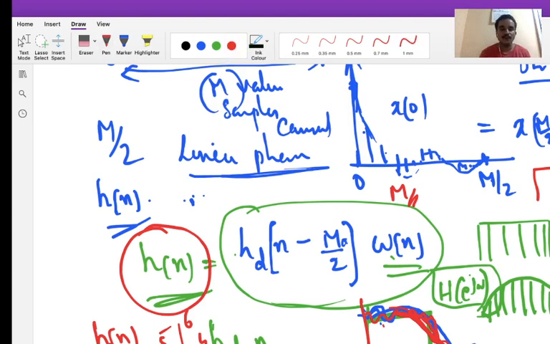So this is how an FIR filter is designed, and we shall do some problems from this. You will get more ideas from this.